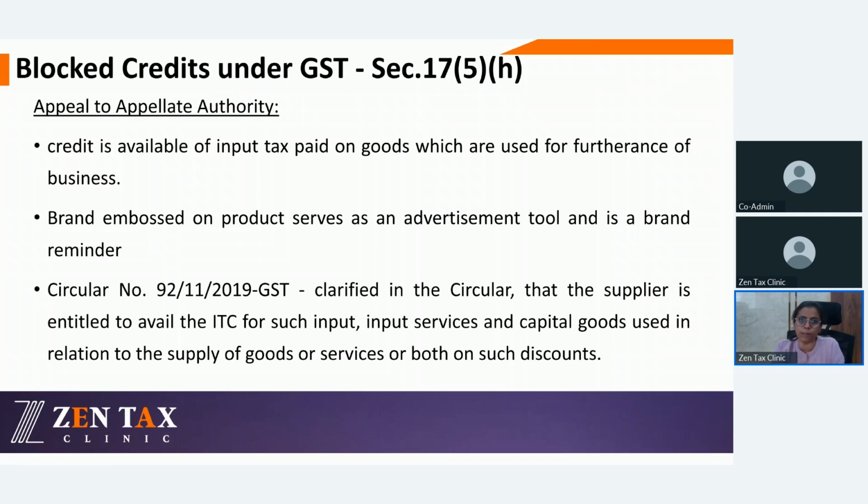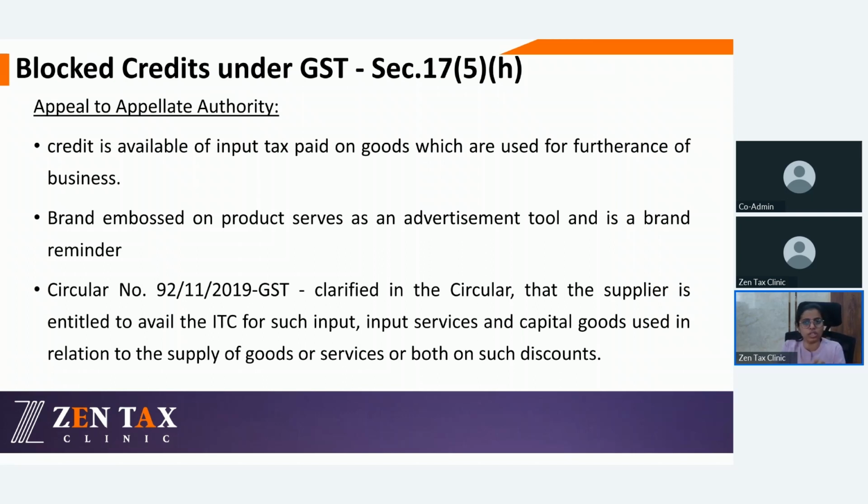So when you send these brand-embossed products, it obviously becomes an advertisement tool for you, because you send it to the brand reminders and it works as an advertisement. So in both of these cases, there is obviously an intention to increase the business revenue, or it pertains to the business as well. In this case also, I would have quoted this circular 92/11/2019, where the circular entirely talks about gifts or free samples, discounts and all of that.